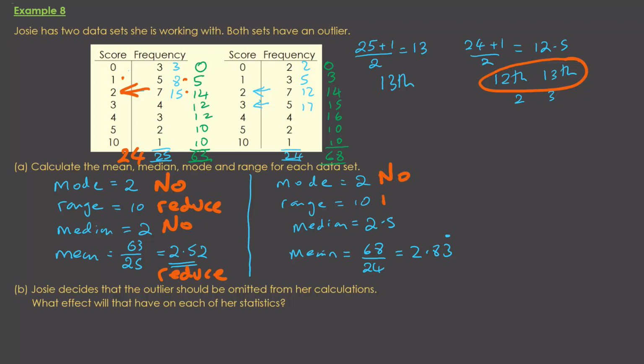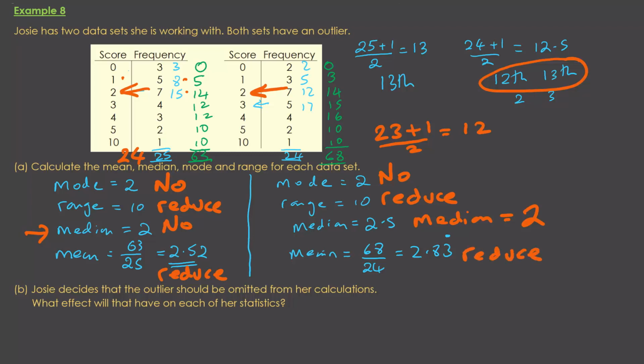The range would, of course, reduce. Now, the median for this one, we've now got 23 pieces of data. 23 plus 1 divided by 2 is 12. The 12th piece of data is a 2. So the median is now 2. So the median has changed. It didn't change for this data set, but it did change for the one on the right-hand side. And the mean, of course, would reduce because we've removed a piece of data at the top end.